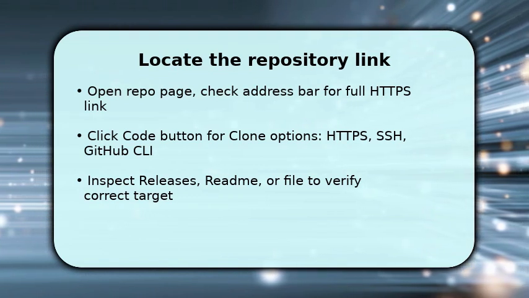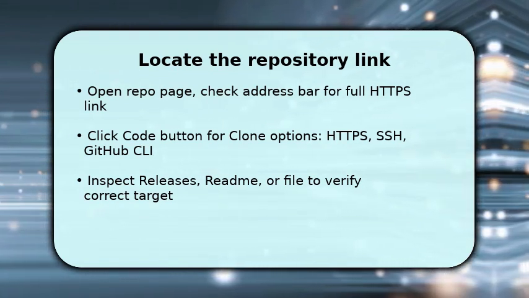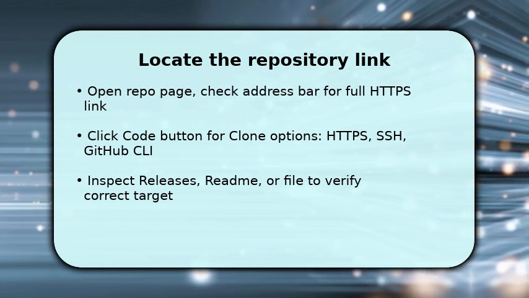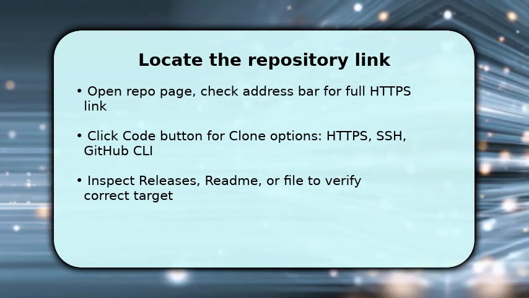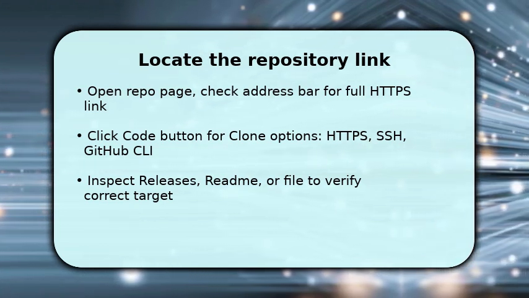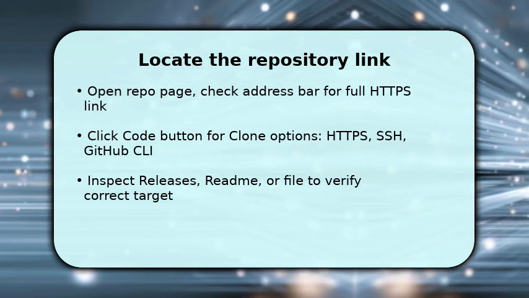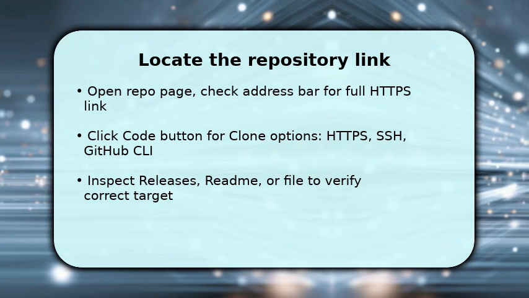Once on the repo, look at the address bar for the canonical HTTPS URL. That often suffices. If you need to clone, click the code button to reveal HTTPS, SSH, or CLI options. Copy the one matching your workflow. Make sure to verify the repo owner and path, and check tags or releases to confirm the version.